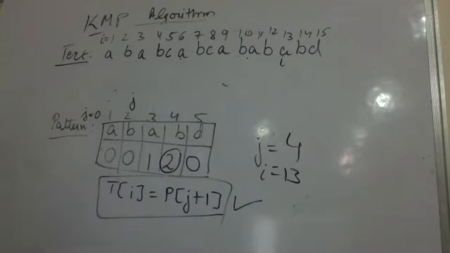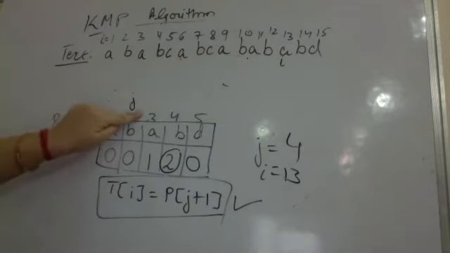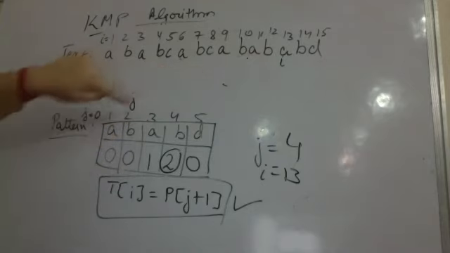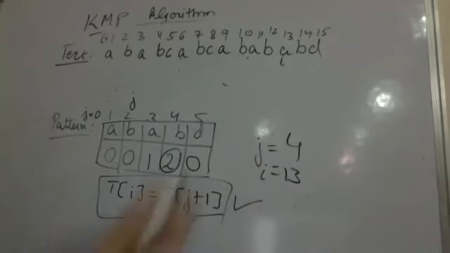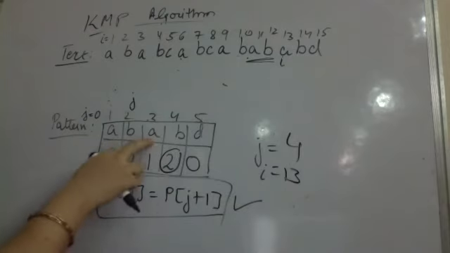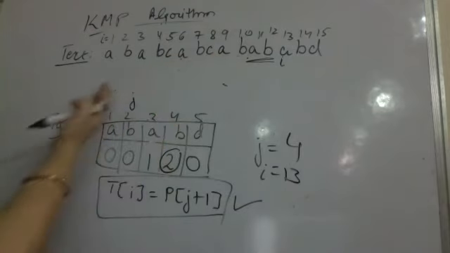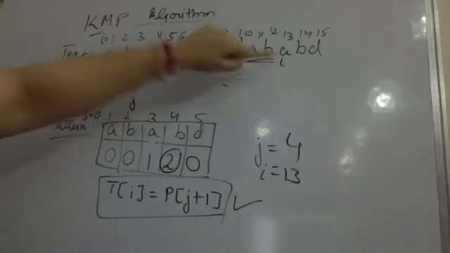So j comes here. I again check whether text of I is equal to value of j plus 1. A is equal to A is true. Since I have a matching prefix, you have to understand AB we have already found. This AB we have already found. So I am checking for the next value. I am not rechecking for the previous value. So since I have got this A to be a match, I move again.